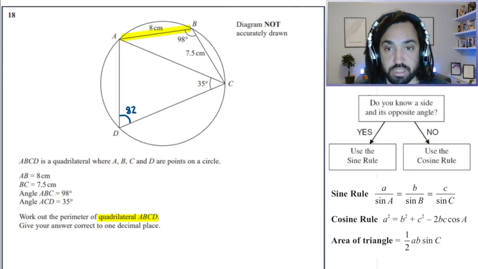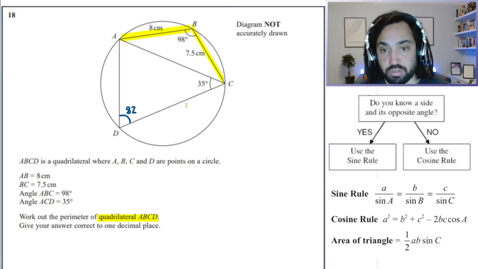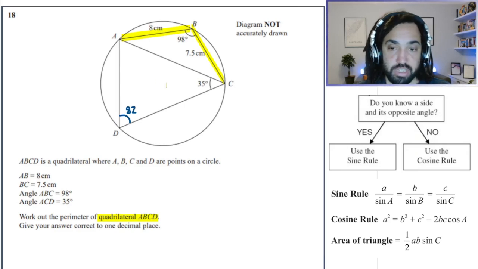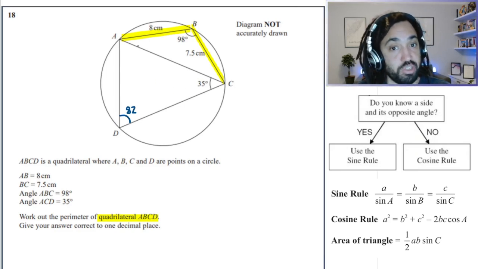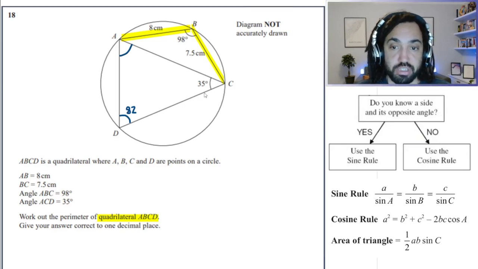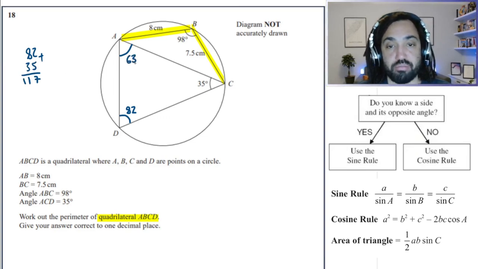Now we know this side and we know this side. So we just need to find the two sides on the other part of the quadrilateral, so these two. Now, that's not obvious because the triangle ADC only has two angles, but if it has two angles it means we know all three. So this angle in here is going to be 82 plus 35, and then take that away from 180. So that is 117, which means this must be 63.